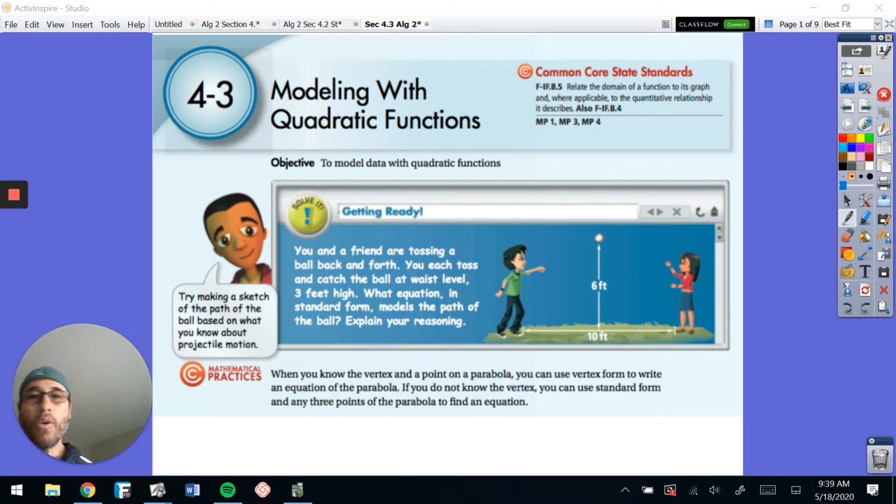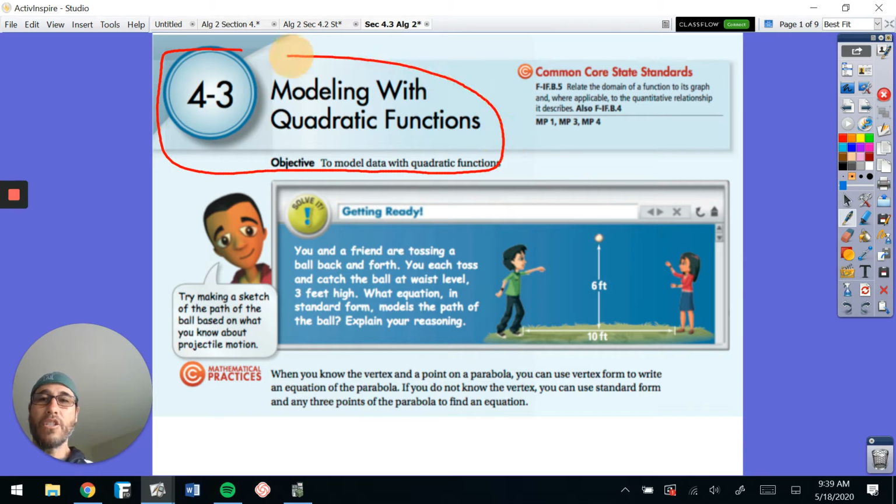But what we got going today is modeling with quadratic functions, okay? Like always, make sure you're taking writings as your title and your notes. Once again, when you study for our first test, that's going to be coming up pretty soon, you know what you're looking at, and you know which section to go to.